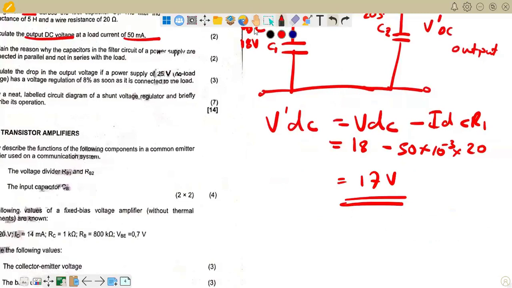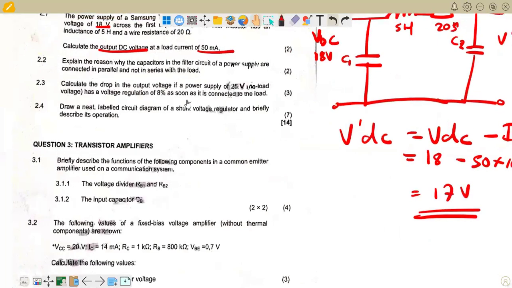Right. So without wasting much of the time, let's quickly go to the next question. I just drew the diagram there to make it clear. So how are we calculating? Explain the reason why the capacitors in the filter circuit of the power supply are connected in parallel and not in series with the load.